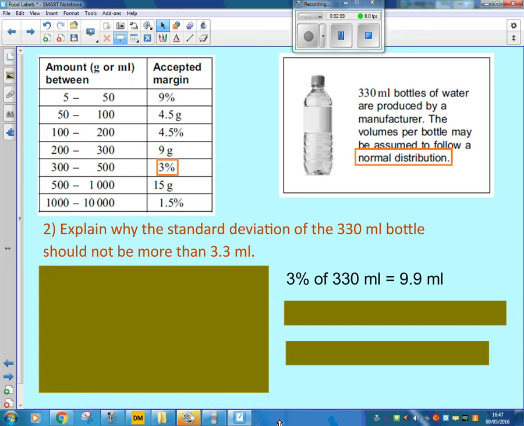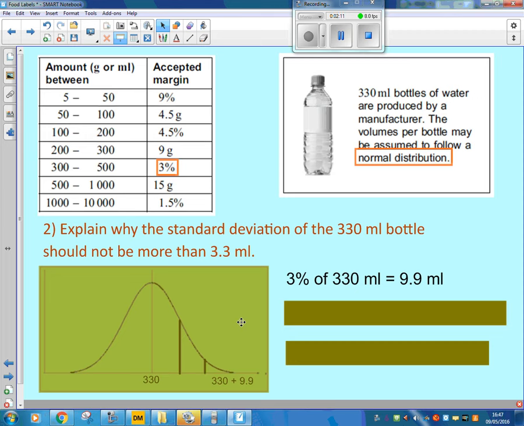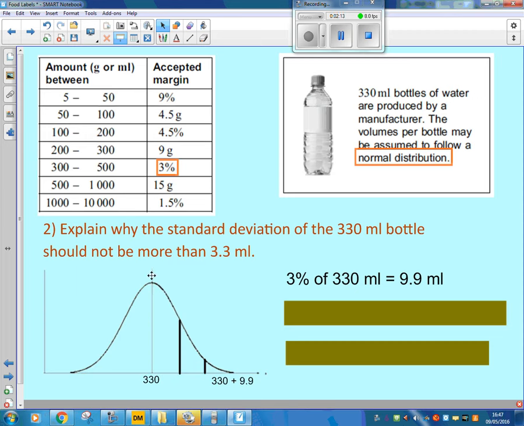Now if it's a normal distribution, it forms this sort of curve with the mean at 330, and I'm allowed to go at most 9.9 either way. I can go less than 9.9, but the furthest I can go to be within my accepted margin is 9.9 milliliters each way. However, in a normal distribution, you're allowed 3 standard deviations from the mean.